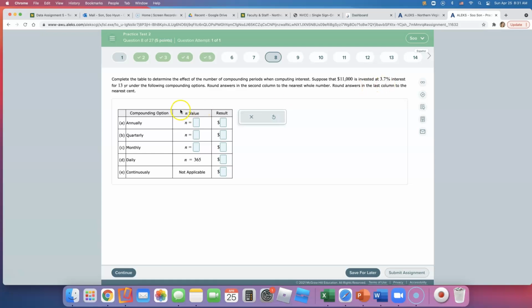Okay, so you gotta pay attention to this rounding rule. So this column right here, we need a whole number. Annually, N is 1. Quarterly, there are 4 quarters in a year, so N is 4. Monthly, there are 12 months in a year, so N is 12. So we're done with the second column. Now let's go ahead and find the actual value.